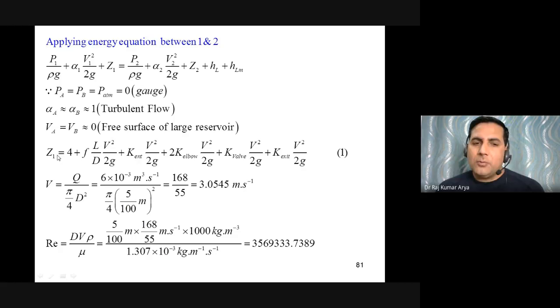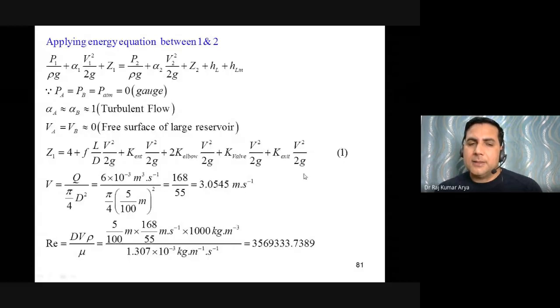Now we have to substitute all those. So we know the flow rate, we can calculate velocity. Q is given as 6 liter per second, right? So convert liters into meter cube. 1 liter equals 10 to the power minus 3 meter cube. So you will get this, and you have the cross section. Divided by area, you will get the velocity, 3.045 meter per second.